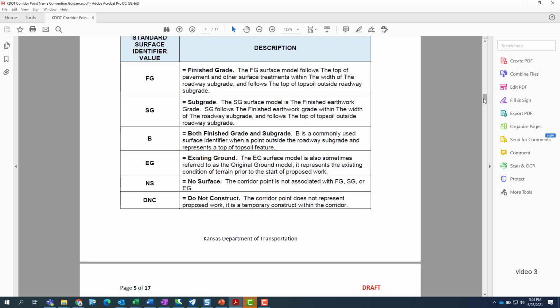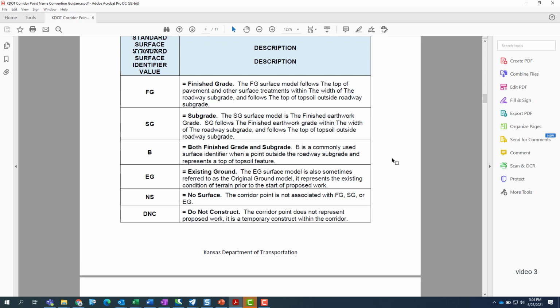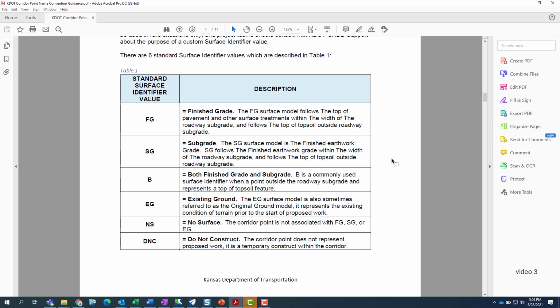One more important thing to note about the surface identifier is it is a mandatory value. It requires a value for each corridor point that we name. This one cannot go empty.